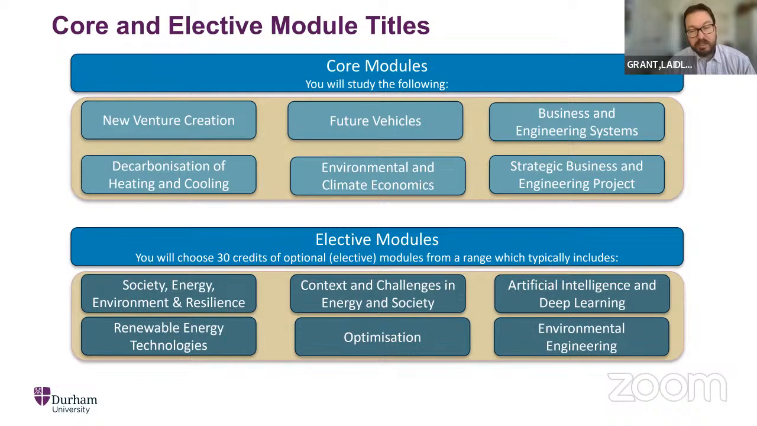And then you choose 30 credits of elective modules, and that varies each year depending on what fits in the timetable and what's available. But there are some titles there, some of which are from outside engineering and DUBS, and some of them come from engineering and DUBS.